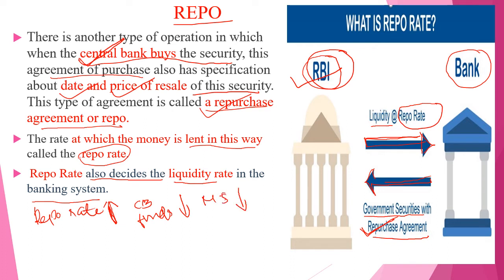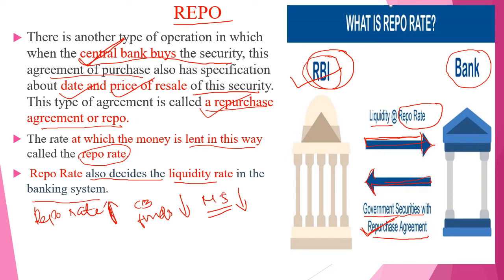Money supply in the market will reduce. That is, liquidity will reduce. When the repo rate is very high, commercial bank funds will reduce. Why? Because when the repo rate is very high, commercial banks are discouraged from taking loans from the Reserve Bank of India. What is the output? Commercial bank funds decrease, then money supply in the economy will decrease. So if the repo rate increases, money supply will decrease.